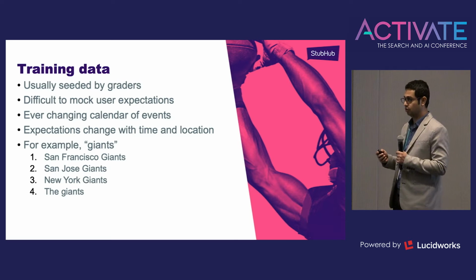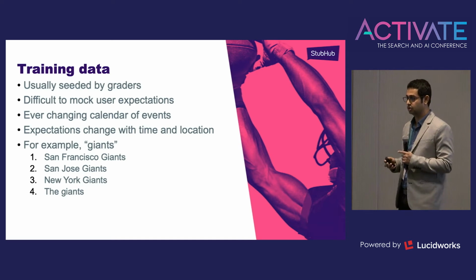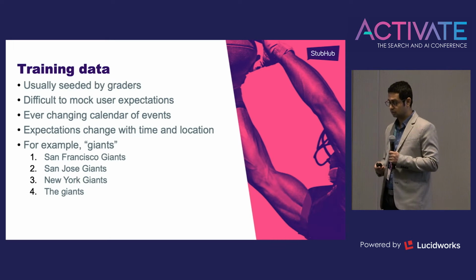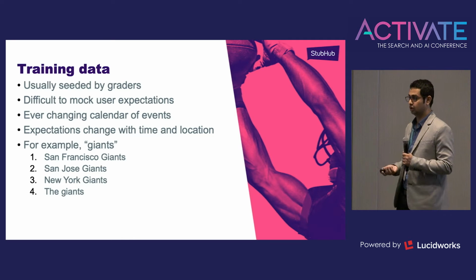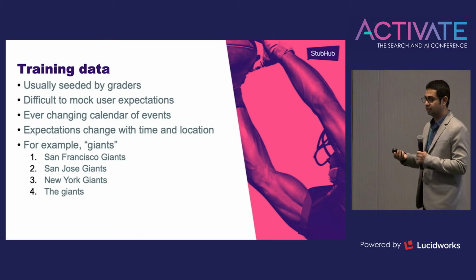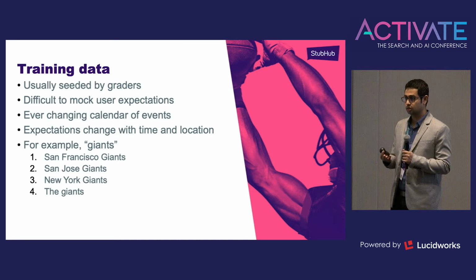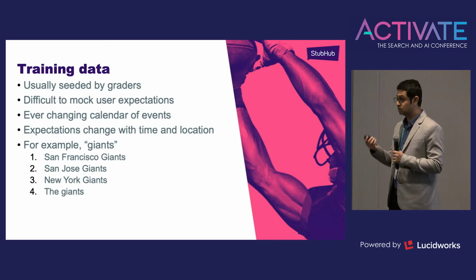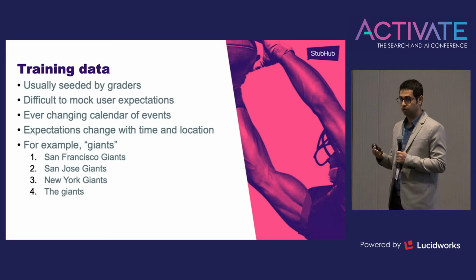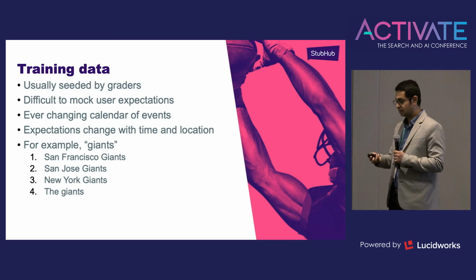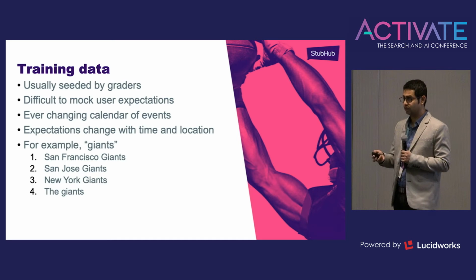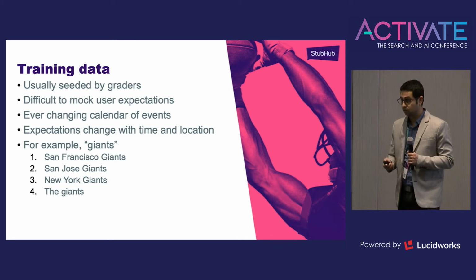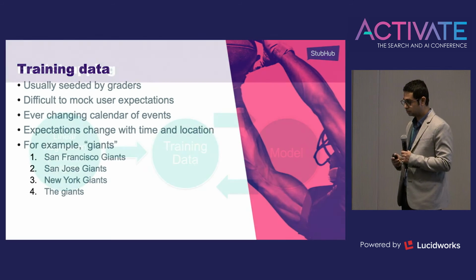So it is very difficult to use graders to do this job. And I guess this is also very expensive, because you have to handle the logistics and pay different people. And yeah, the calendars change, right? The event or performer that might be relevant today might not be tomorrow, because of outcomes of the games, or if the season expires, or if a new season or new tour is announced, the demand for performers would be totally different, right? And as I said, expectations change with time and location. For example, Giants might mean 4 different performers depending on the location and time.